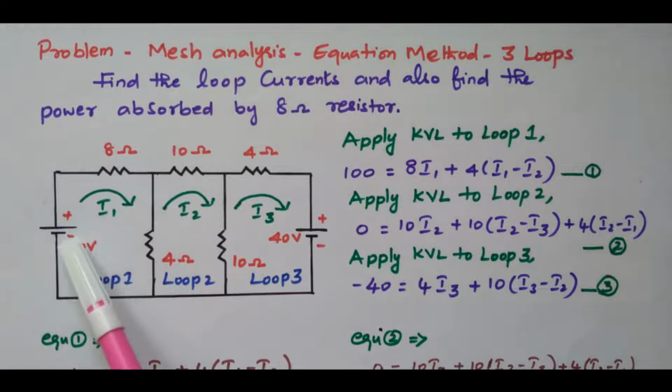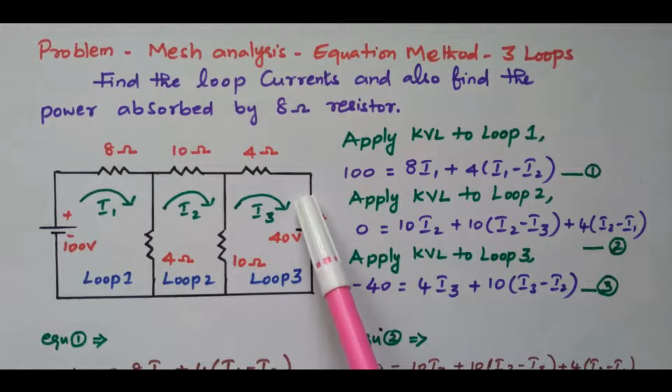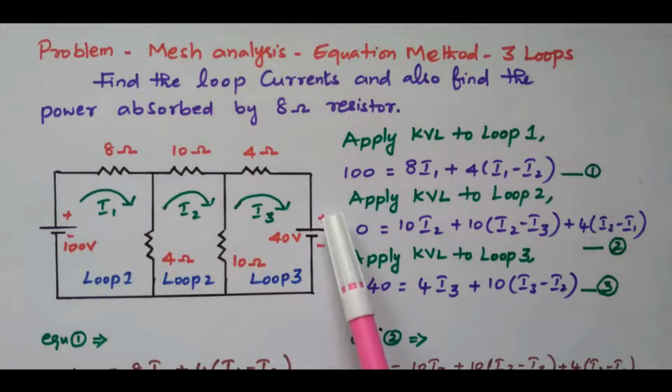But in the case of the first source, the current is flowing from bottom to top, negative to positive, so that is plus 100. But here the current is going in the downward direction, that is from plus to minus. So there is a drop in potential. It is going from positive to negative. Potential is dropped here. So minus 40.